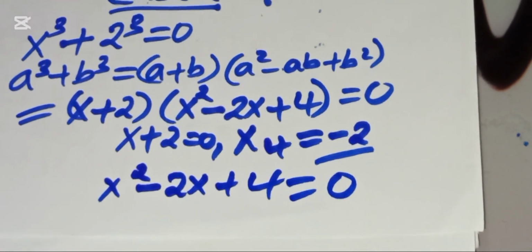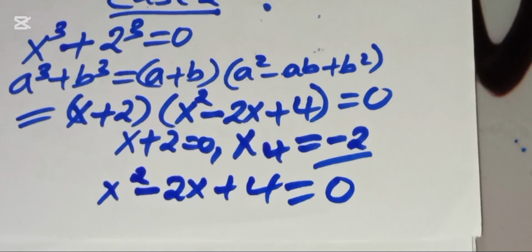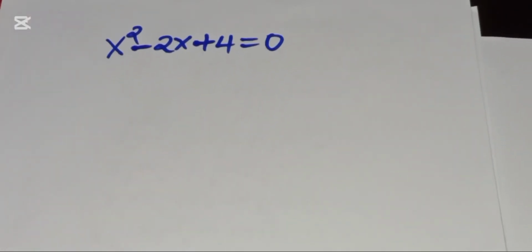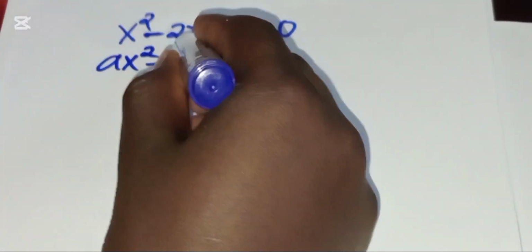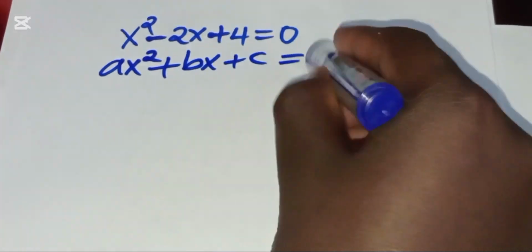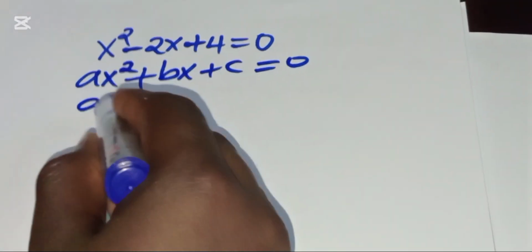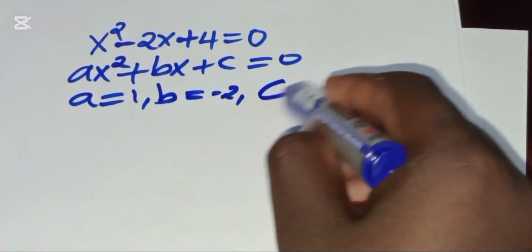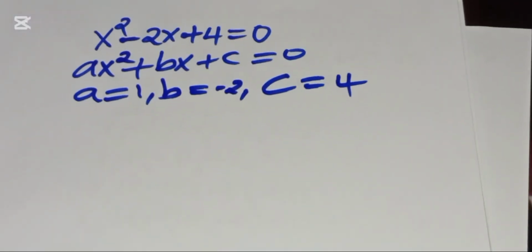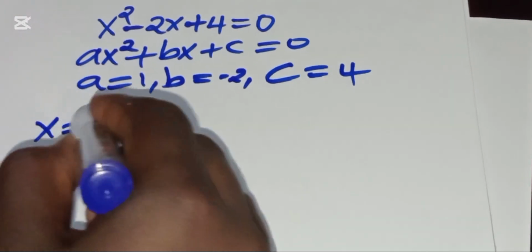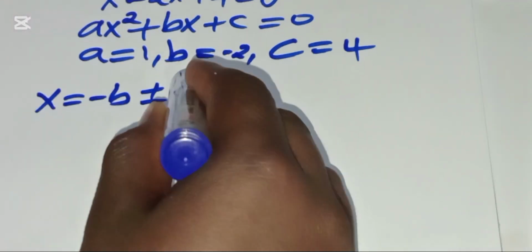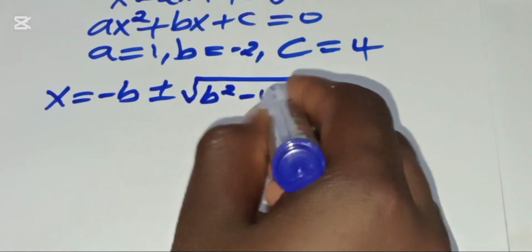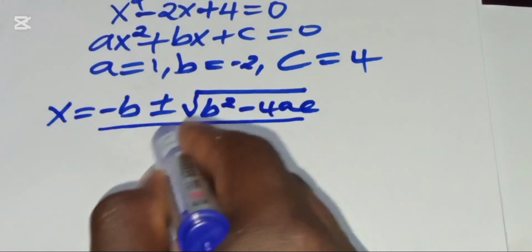This is a quadratic equation. So let's solve for the values of x. This quadratic equation, x squared minus 2x plus 4 equal to 0, is in the form of ax squared plus bx plus c equal to 0, whereby a is equal to 1, b is equal to -2, and c is equal to 4. So let's apply the quadratic formula, which is -b plus or minus the square root of b squared minus 4ac, divided by 2a.